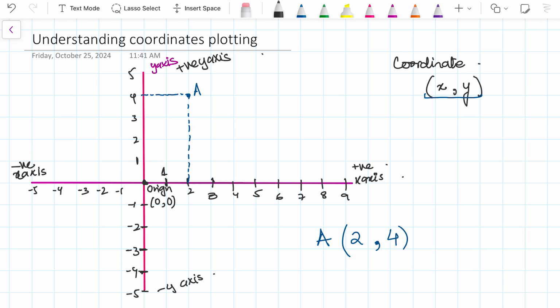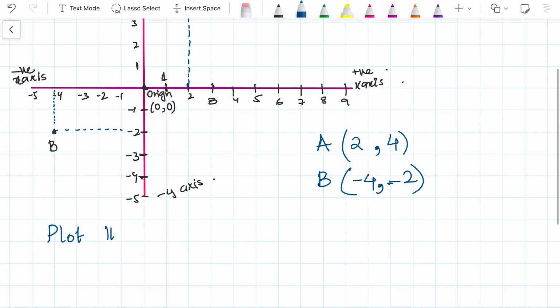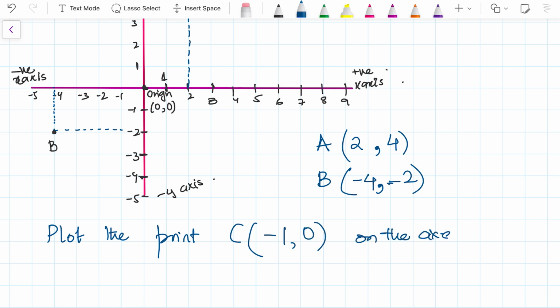Let's do another example. Let's suppose this is my coordinate B. Let's take the coordinates of B. The x coordinate of B is minus 4. And the y coordinate of B is minus 2. Plot the point C, minus 1 comma 0 on the axes. So this is minus 1, the value of x, and there is no value of y. It means the point is on the x-axis. It doesn't move up and down.